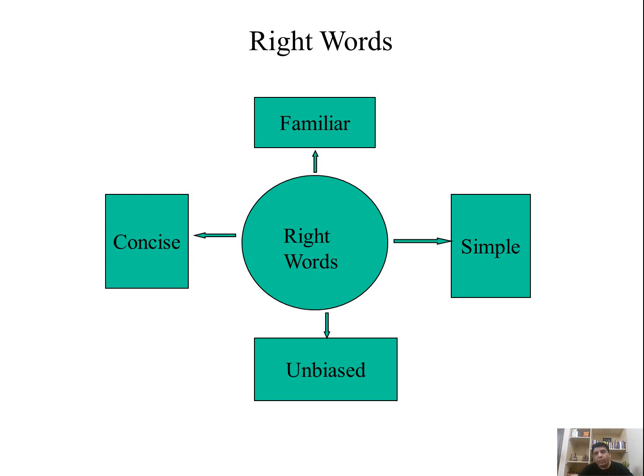In that sense, there are four parameters we look at. Number one, familiar. Number two, simple. Number three, concise. And number four, unbiased.